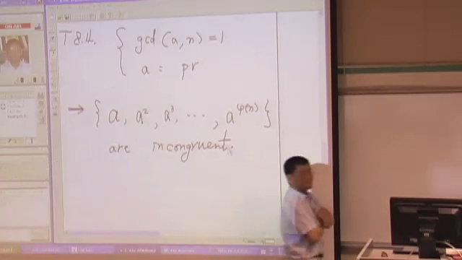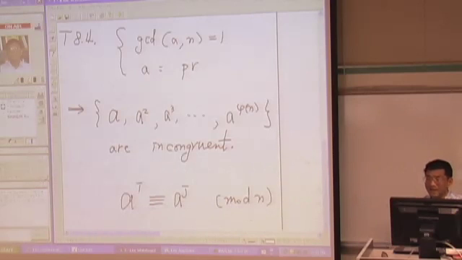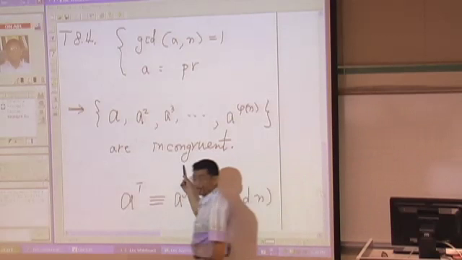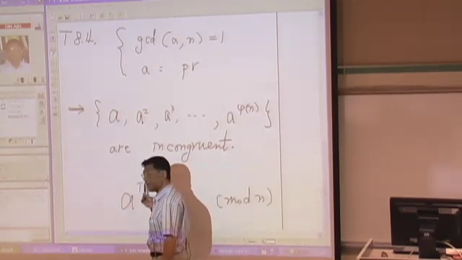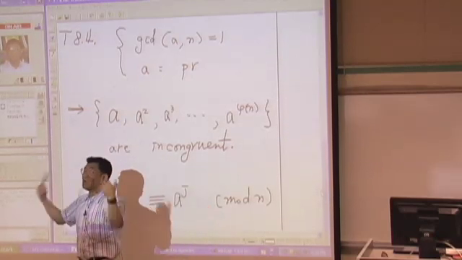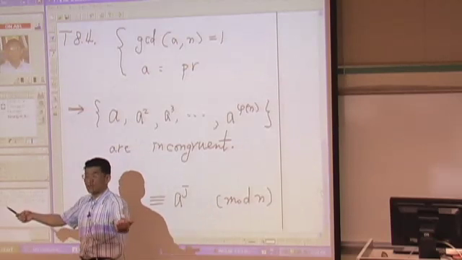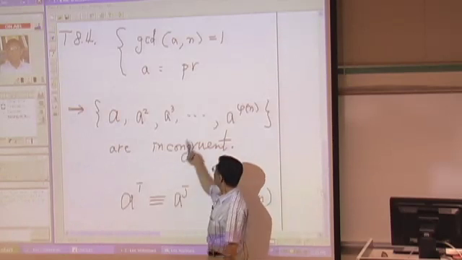So let's prove it. Assume that A to the power of i is congruent to A to the power of j mod n. Then, by the fact that we proved, we can divide everything by A to the power of j. That means A to the power of i minus j is congruent to 1, so i minus j is divisible by k. But k happened to be the order, and the order happened to be phi of n. In other words, the only way to achieve this is i equal to j. In other words, they are incongruent.